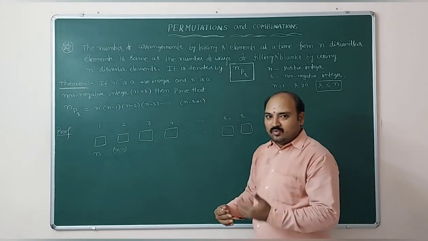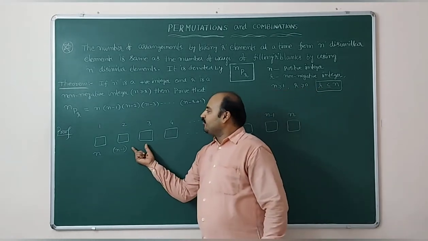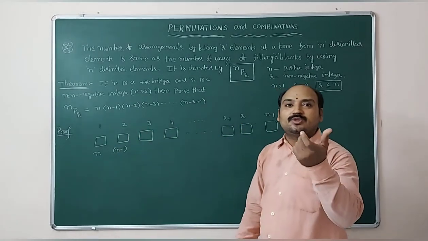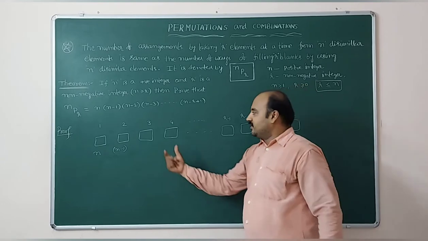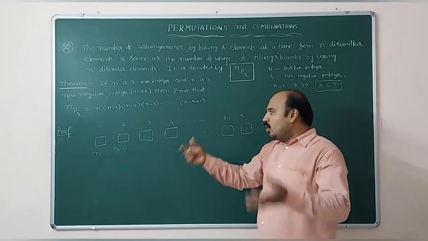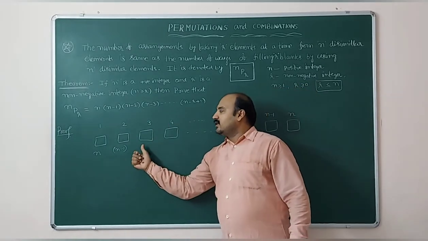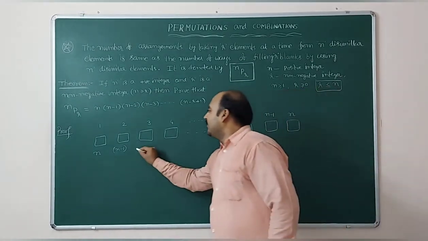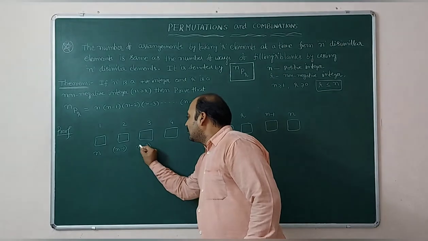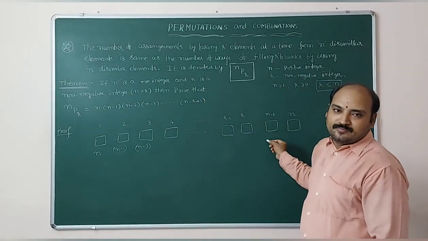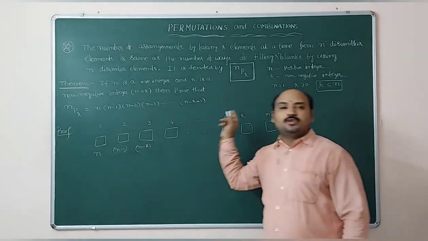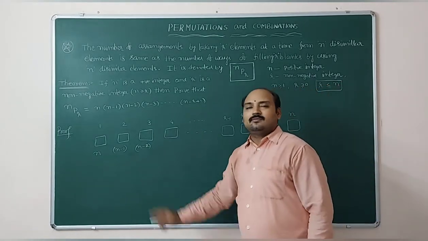Now we have only n minus 2 things left out of n. Out of these n minus 2 things, in how many ways can the third blank be filled? In n minus 2 ways. Out of the n minus 2 things, we are going to fill this blank.